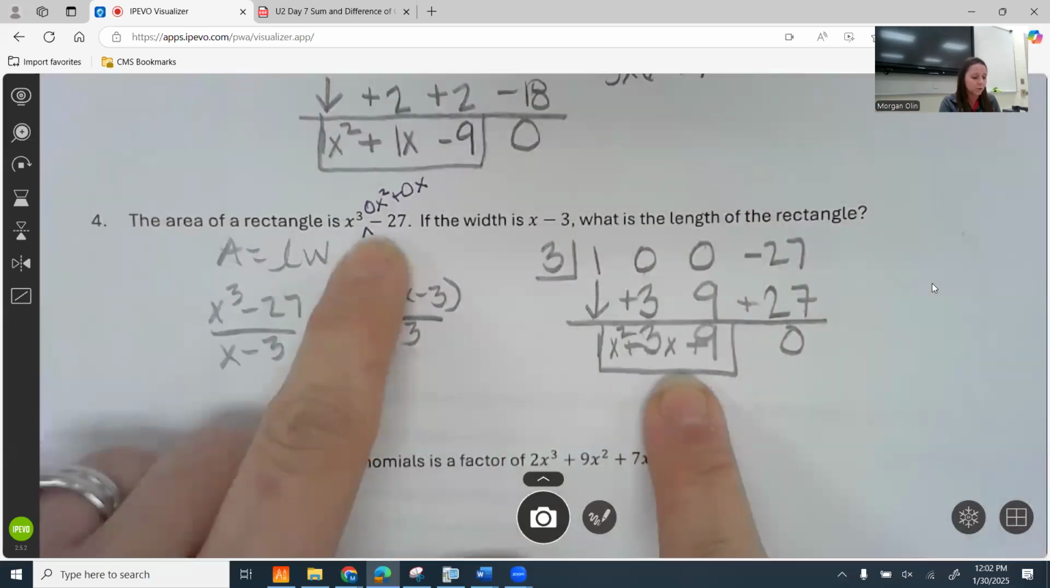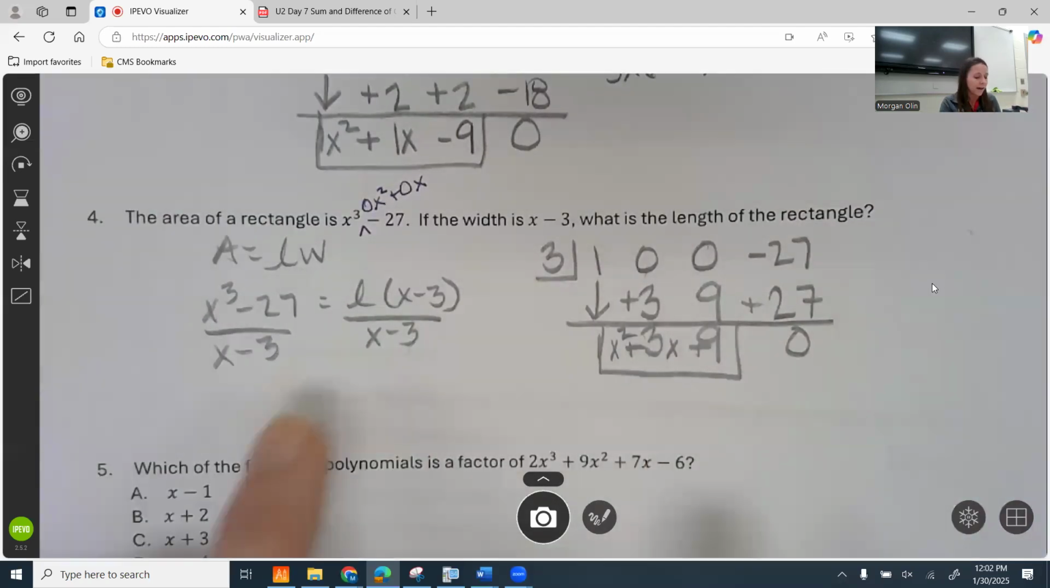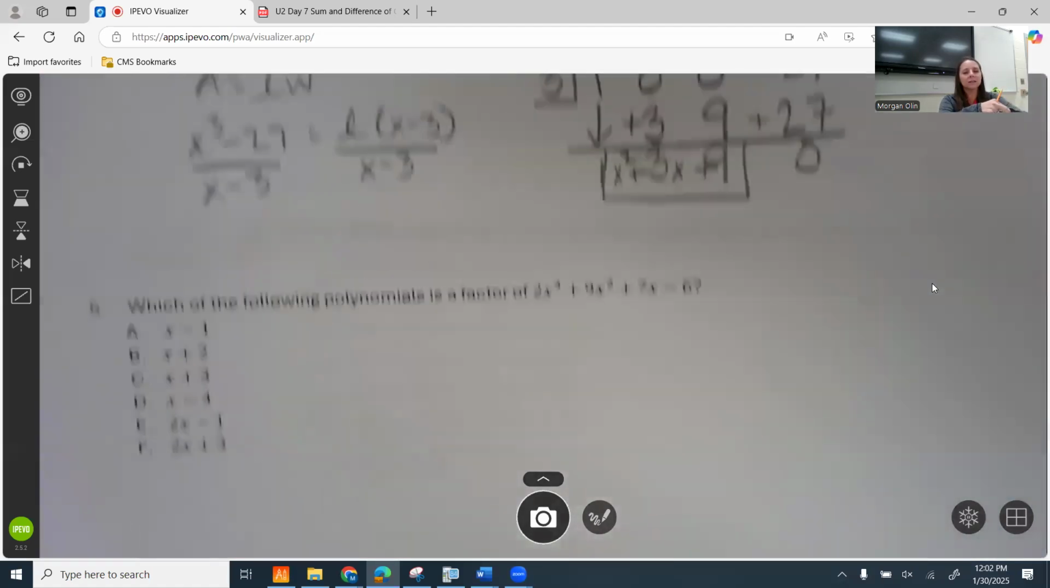And you should get that if you multiply it out. Also, division is another way to factor. So it factors as x minus 3, and then x squared plus 3x plus 9. All right, number 5, last one here.